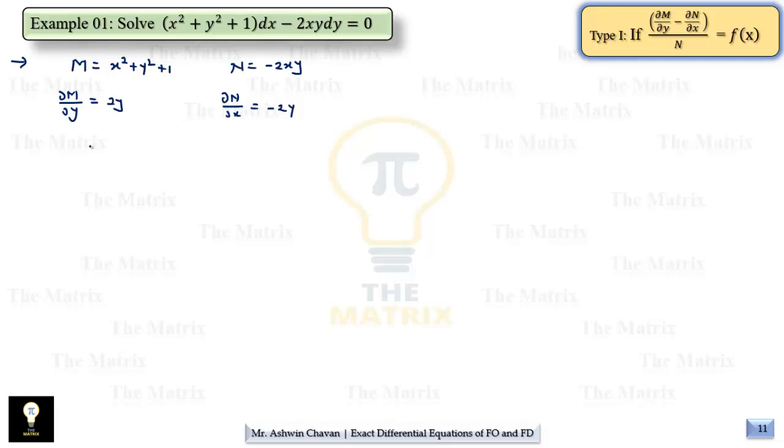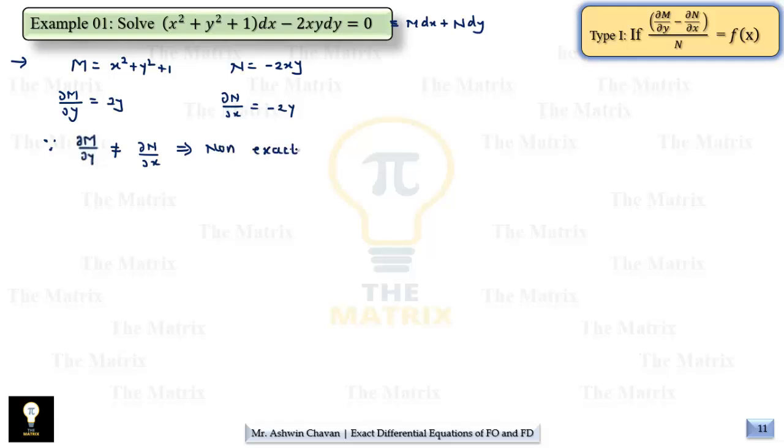Since they are not equal, ∂M/∂y is not equal to ∂N/∂x. One more thing: we are matching this differential equation with M dx plus N dy, so if a minus sign is there, that minus sign is a part of N. That's why N contains minus 2xy. If you forget to take this minus sign, then you may get 2y equal to 2y, which would suggest exactness. That could be the error. So this shows that it is non-exact.